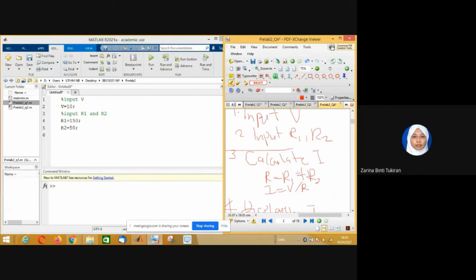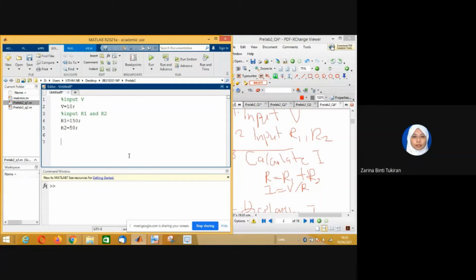Okay, you will calculate I. So here you will calculate I. Okay, where the I should be, we should calculate the R first by using formula R1 plus R2. Okay, then you now can calculate the I. I is equal to V over R. Okay. Then the algorithm state we need to display I. So now display I.